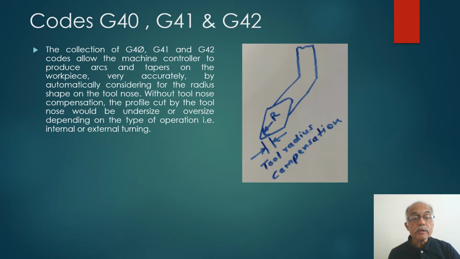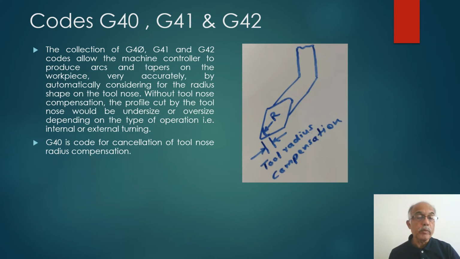If we use sharp tool, then there is no use of tool nose radius compensation. But in practice, there is always radius in the nose of the tool or at the tip of the tool. So we must have to compensate this value. If we don't use proper compensation, then there is chance that workpiece may get undersized or oversized by this amount. So code G40 is used for cancellation of tool nose radius compensation.